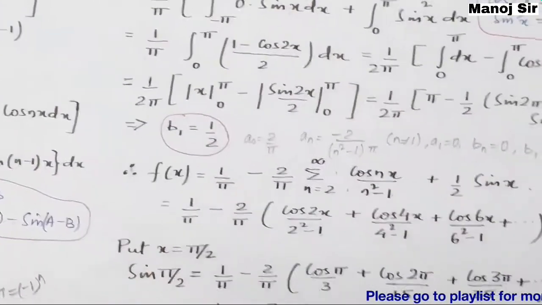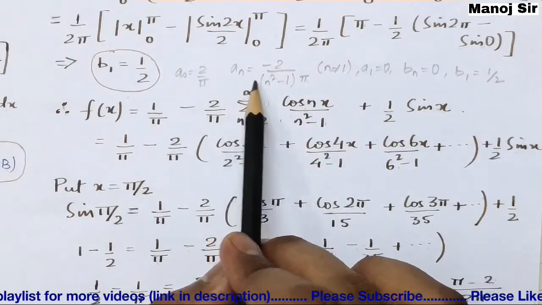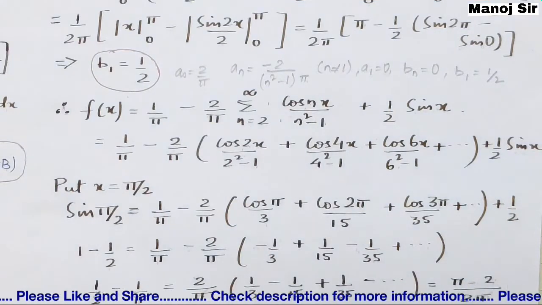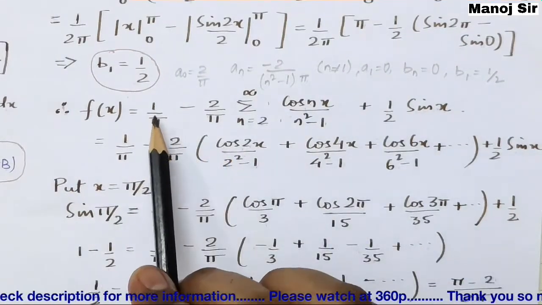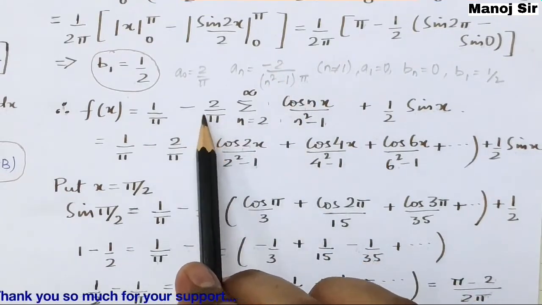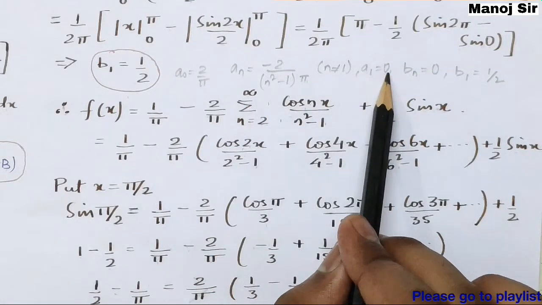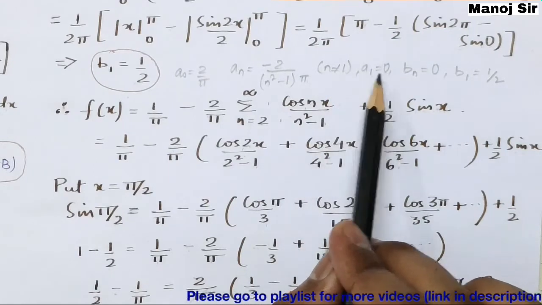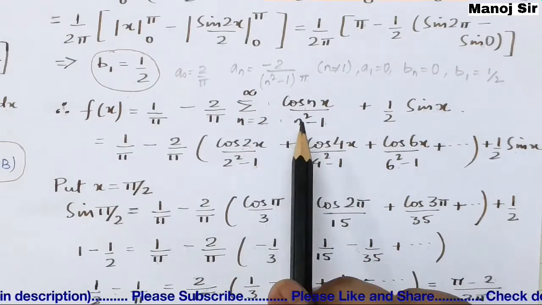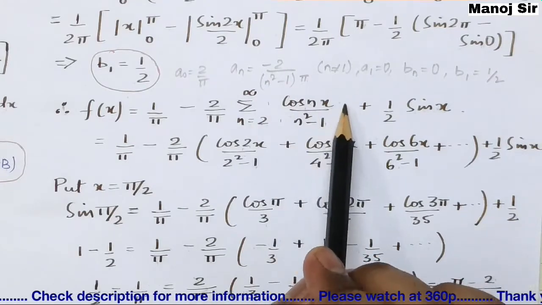But here you can see one thing, that the value of an exists when n is not equal to 1. So we have found a1 separately. Here we have 1 upon pi minus, we can take common minus 2 upon pi, summation n equals 2 to infinity, because at n equals 1, a1 equals 0. So for this an, n starts from 2 to infinity. So we are left with 1 upon n square minus 1 in the denominator into cos nx.